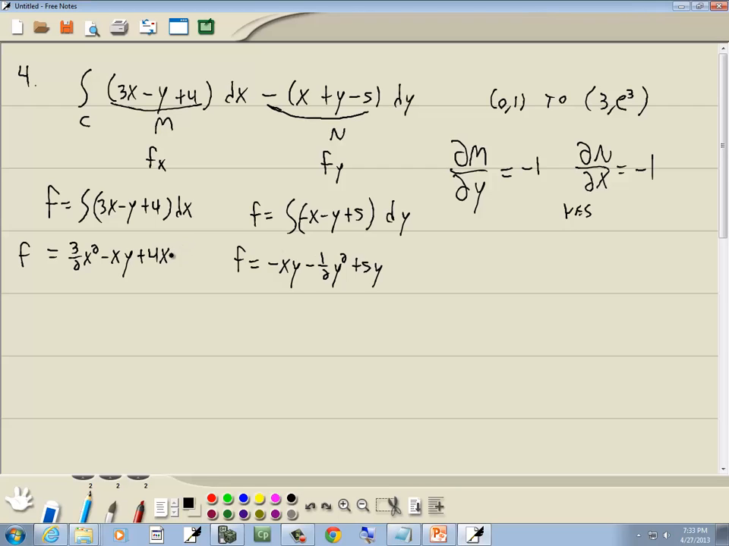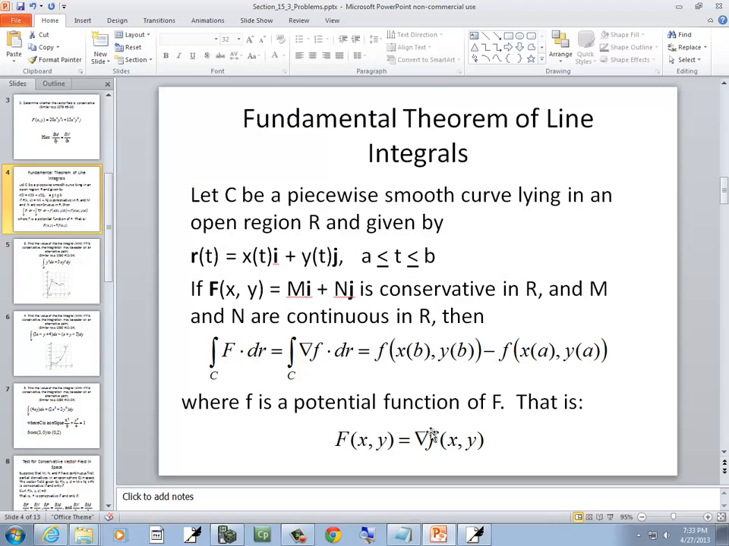Now, normally we put the plus k here, but our formula says we're going to subtract these. If I had a plus k on the end of both of these, we would have k minus k, which would drop away anyway. That's why you don't need to worry about the constant when finding the potential function of these.